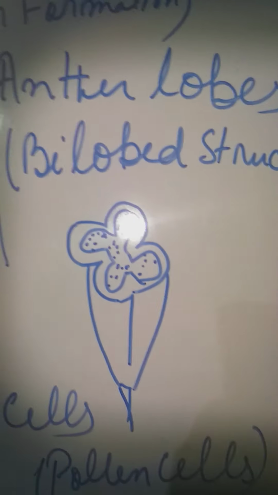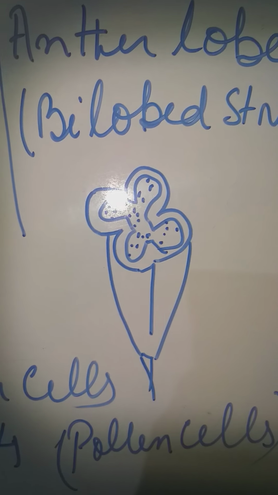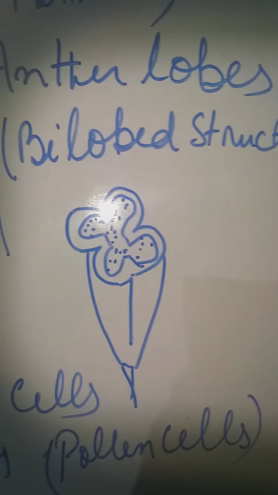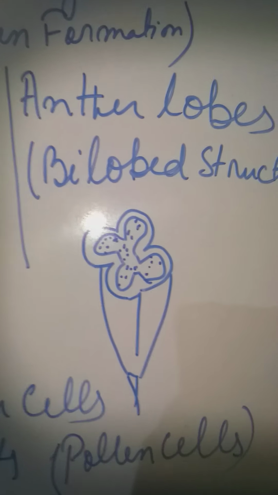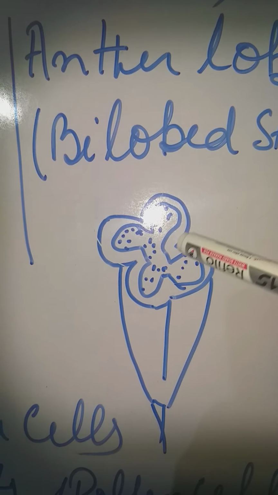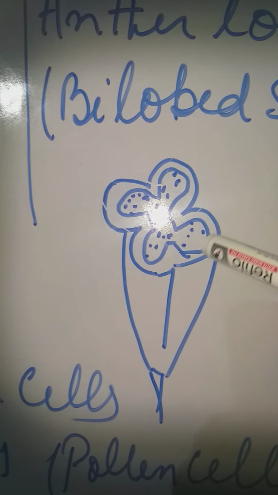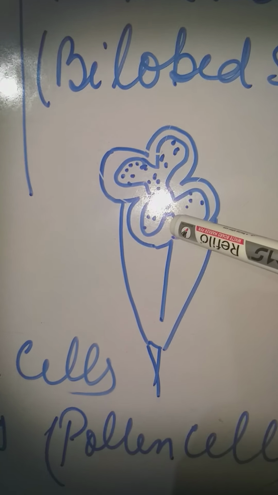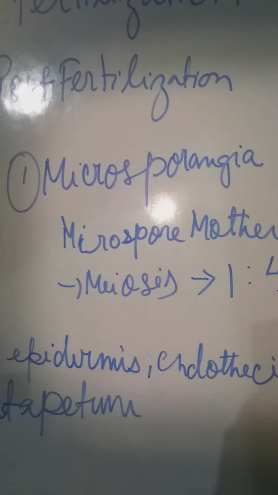Now you can see the structure. This is actually the anther, and that is borne on a filament, and the anther is connected to the filament by the connective. In general the anthers are bilobed structures, and the inner layer is known as the tapetum, and the tapetum bears the tissues for this pollen formation.